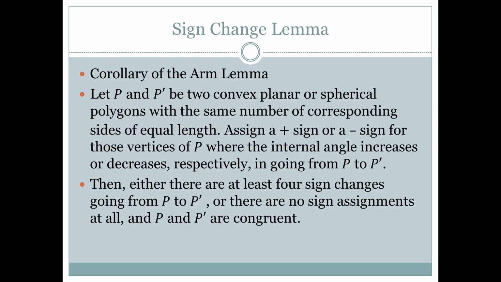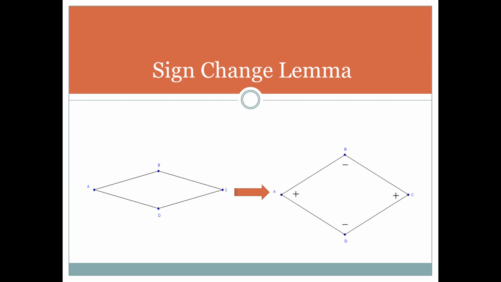So this lemma will state that there are either at least 4 sign changes going from P to P prime, or there are no sign changes at all, and P and P prime are congruent. So here's an example of the idea. On the left, we have this quadrilateral. And on the right, we have a quadrilateral with the same side lengths, but the angles changed in that fashion.